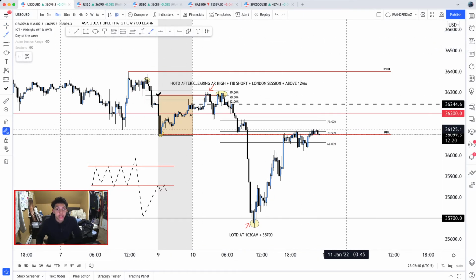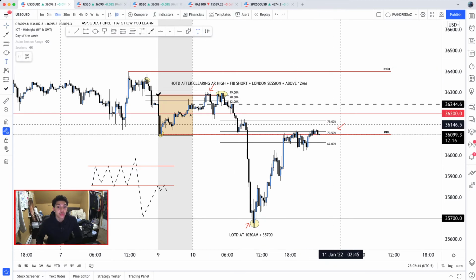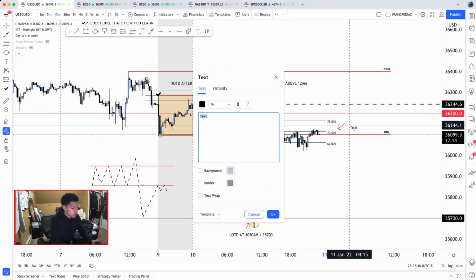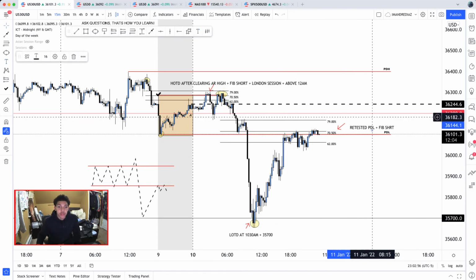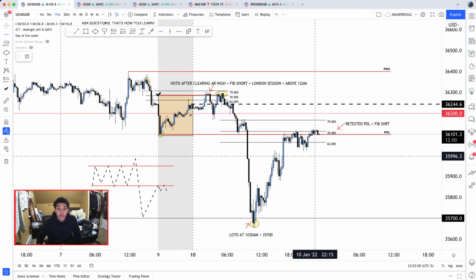So I'm going to annotate this also, retrace to the previous day's low. Also, we're at a fib short, so we know that there is a chance that we could potentially keep on going lower. So we retested the previous day's low, plus we are at the fib short. So we know that there is a possible chance that price could also have a retracement right now to continue back lower. And where will it go lower if it does?